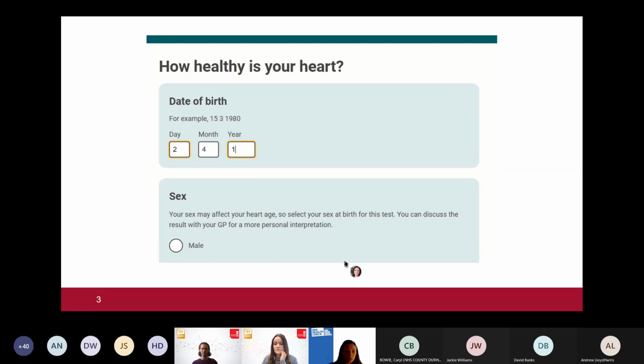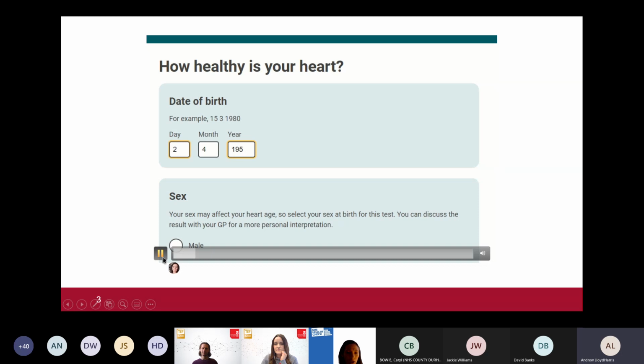Then it's still running. Have I paused that? Andrew, is that still running? No, it isn't, but let's try that again. There we go.